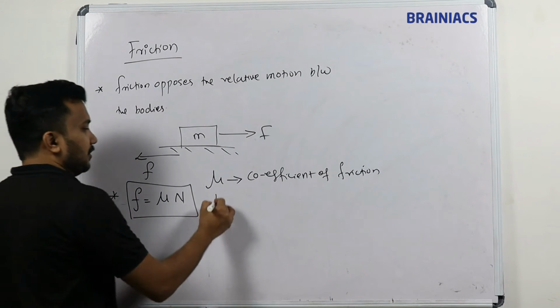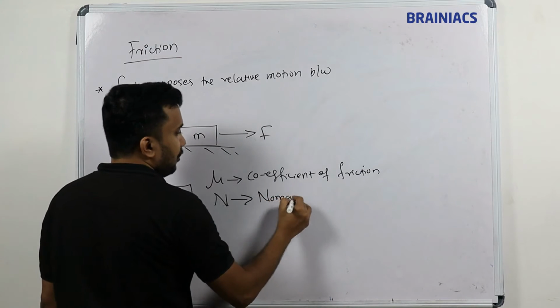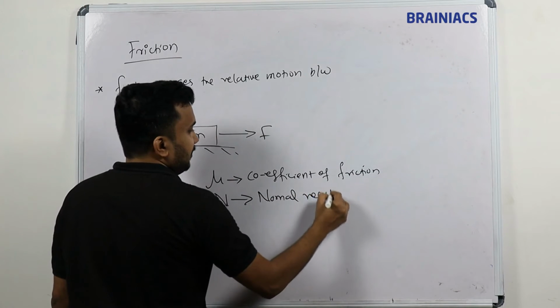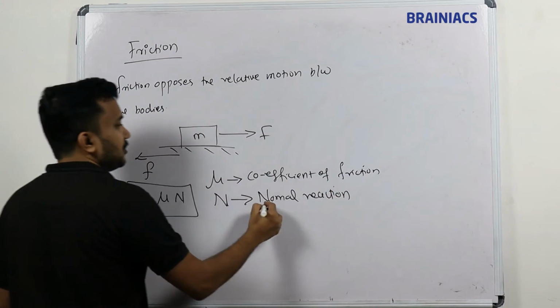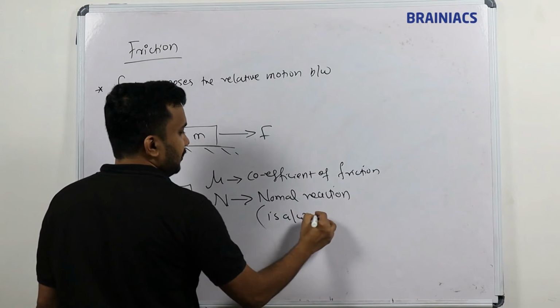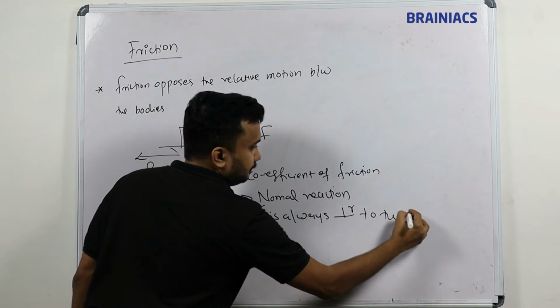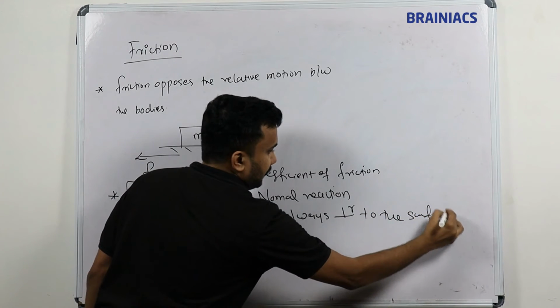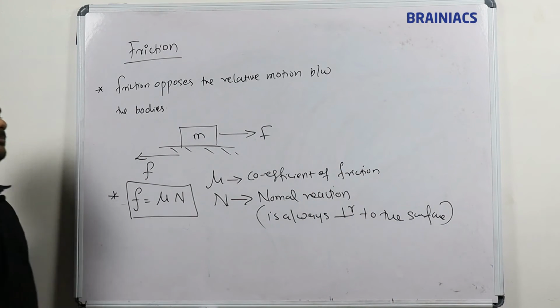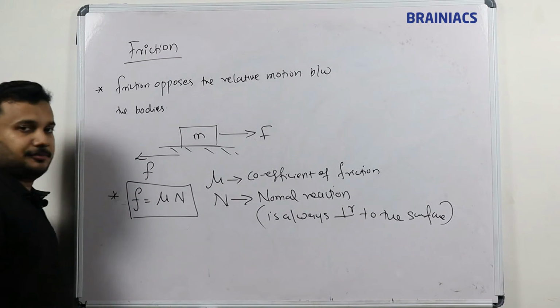And what is N? N is called the reaction, or the normal reaction. What is the direction of the normal reaction? The normal reaction always acts perpendicular to the surface. So normal reaction is there, and the coefficient of friction is here.